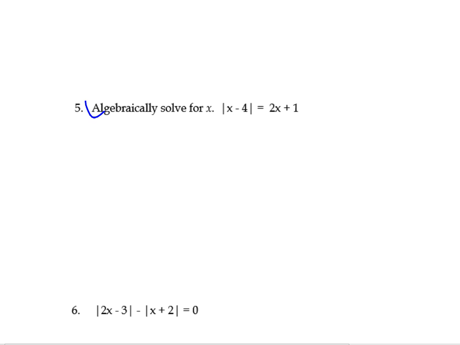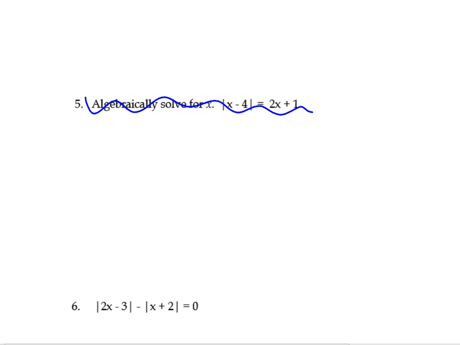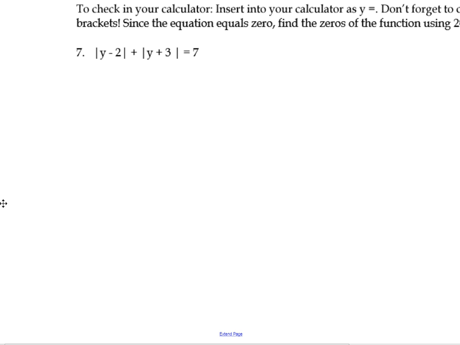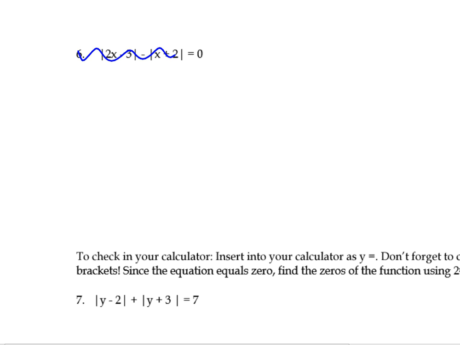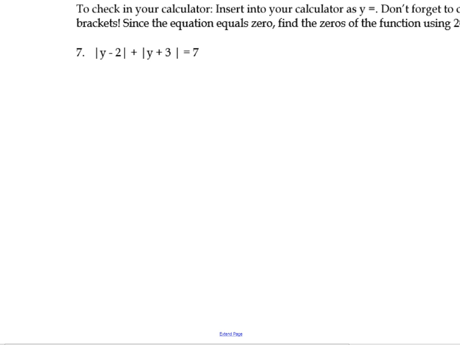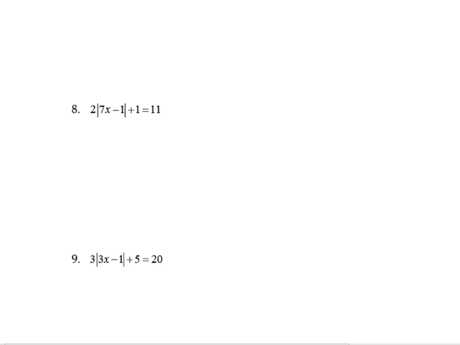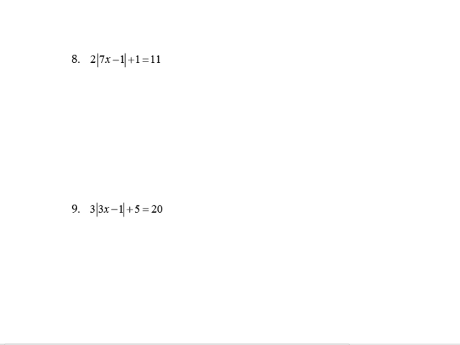Let's skip 5 and 6. We're going to come back to 7. Let's look at number 8 and 9, and then we're coming back. We'll go backwards after. So skip all the way to number 8. We are going to solve 8 and 9 algebraically. I'm going to do 8. You're going to do 9.